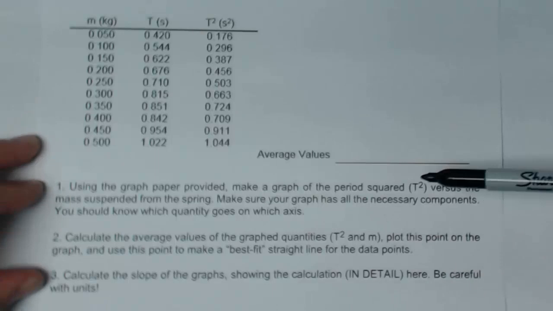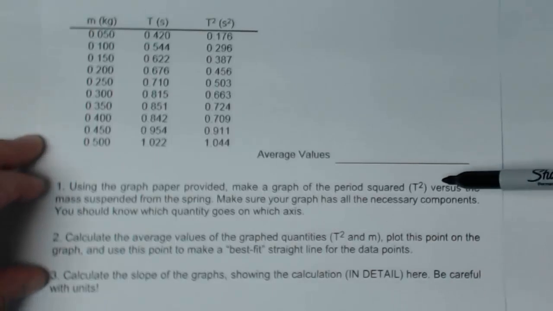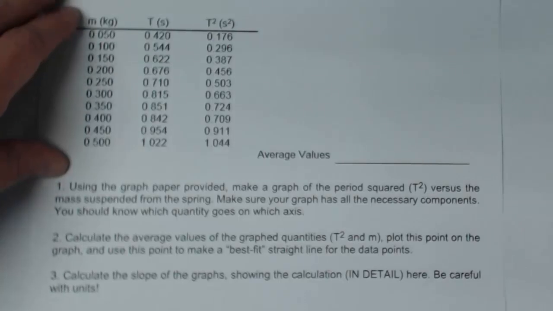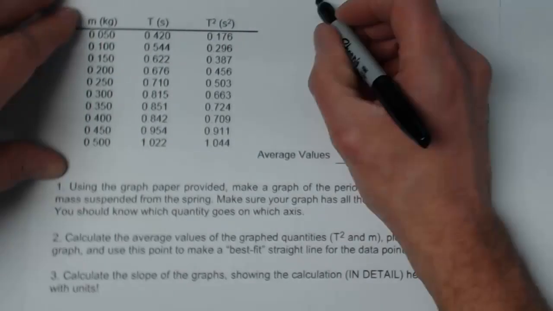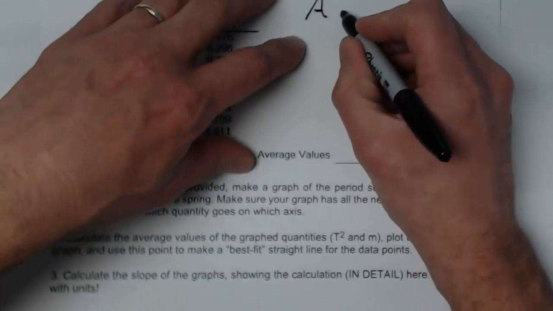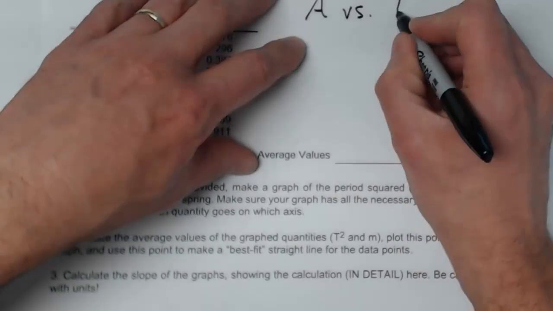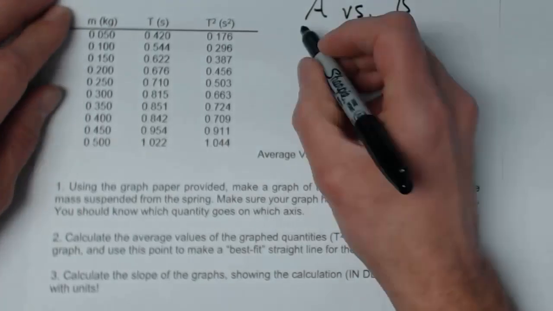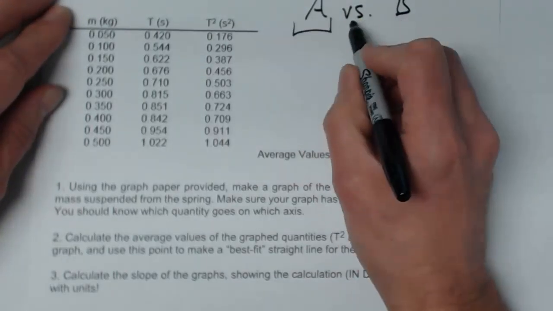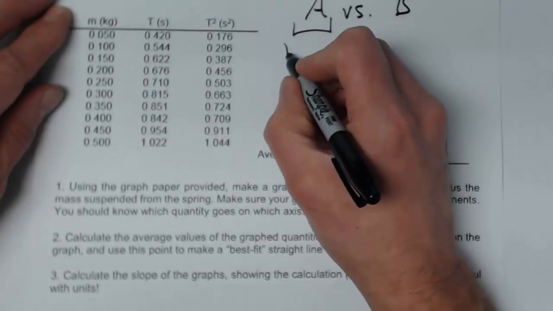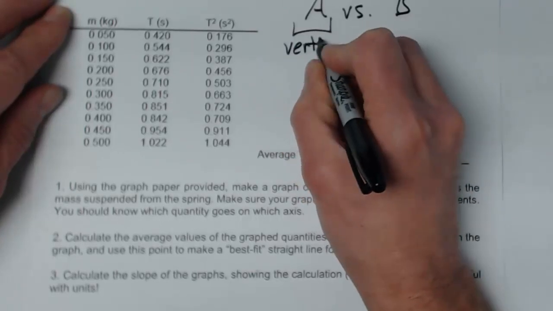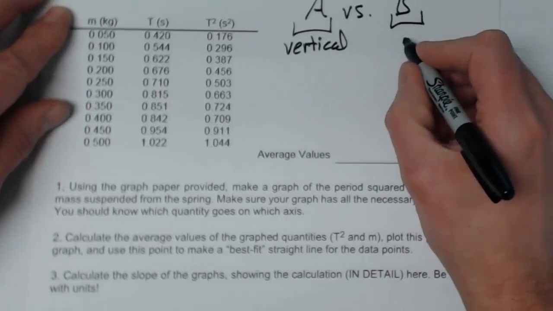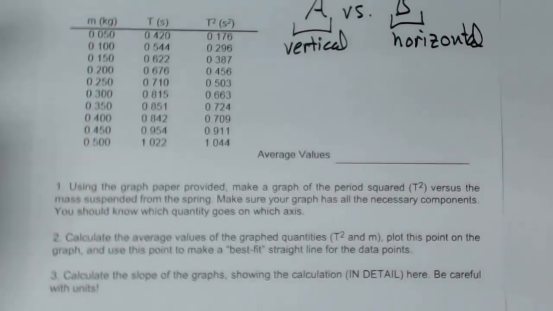Using the graph paper provided, make a graph of the period squared versus the mass suspended from the spring. Which one goes on which axis? Here's the way to tell. Whenever you have something that's written like a versus b, or a as a function of b, you'll sometimes see that written, the thing before the versus goes on the vertical axis. The thing after versus always goes on the horizontal axis. So that's the easy way to tell.